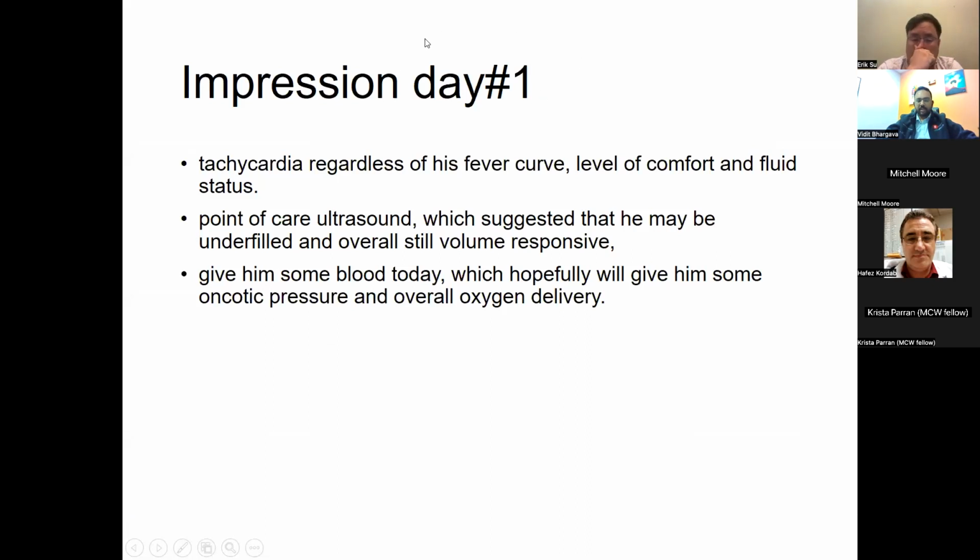These were taken from the patient's chart when I was doing chart review. These are the attending's impressions. The patient has tachycardia regardless of his fever curve, level of comfort or fluid status. Point of care ultrasound suggested that the patient may be underfilled and overall still volume responsive. We'll give him some blood today. Hopefully, we'll give him some oncotic pressure and oxygen delivery.